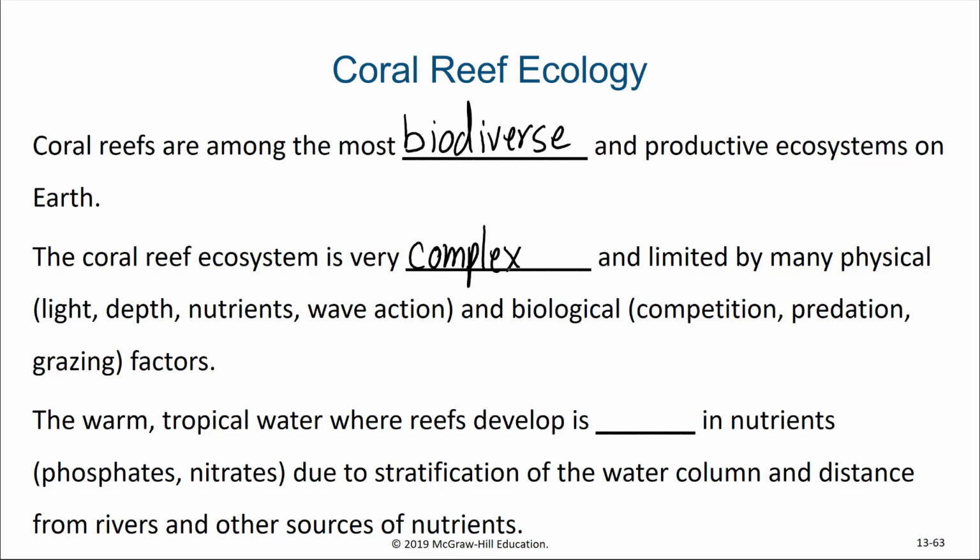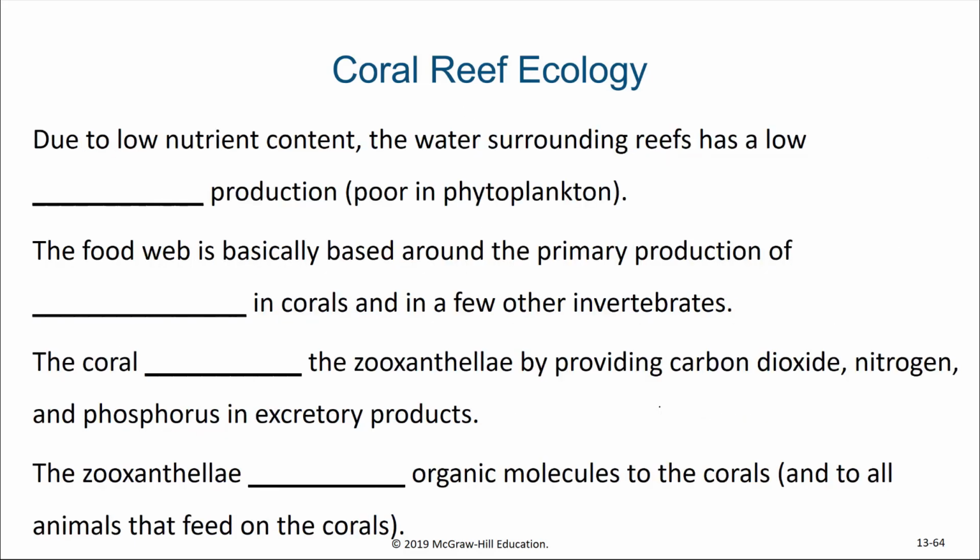Warm tropical waters where reefs develop are low in nutrients, primarily phosphates and nitrates, due to stratification of the water column and distance from rivers and other sources of nutrients. Due to low nutrient content, the water surrounding reefs has very low primary production. They're poor in phytoplankton, and the phytoplankton isn't excessively abundant. The food web is basically based around the primary production of the zooxanthellae within the coral.